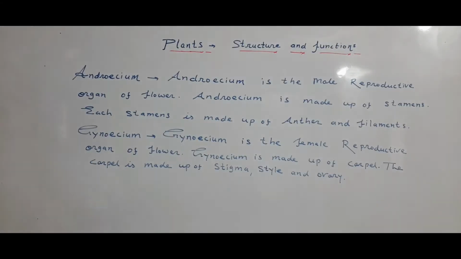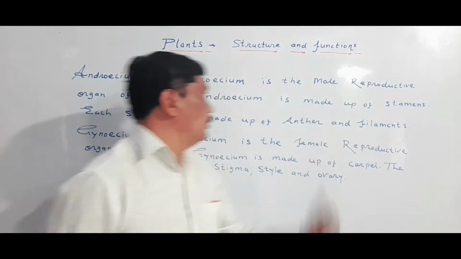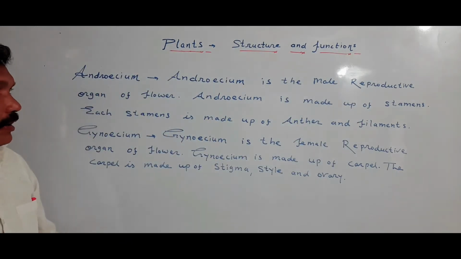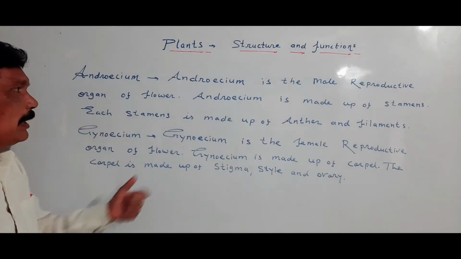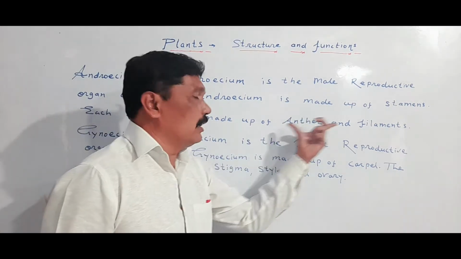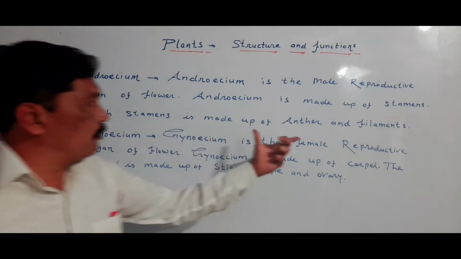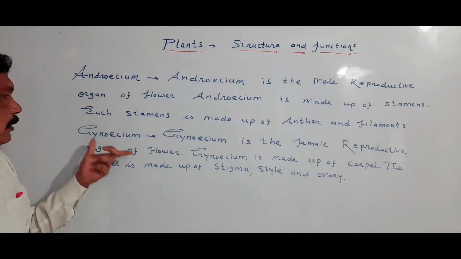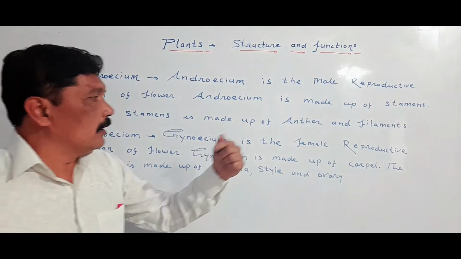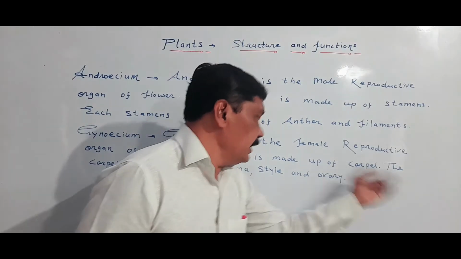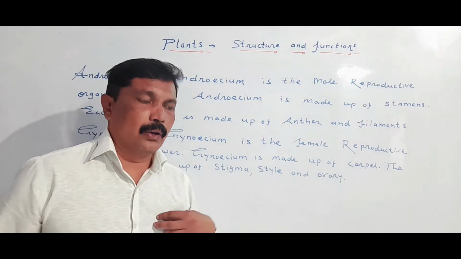Let's have brainstorming over androecium. Androecium is the male reproductive organ of flower. Androecium is made up of stamen. Each stamen is made up of anther and filament. Gynoecium. Gynoecium is the female reproductive organ of flower. Gynoecium is made up of carpel. Each carpel is made up of stigma, style and ovary.